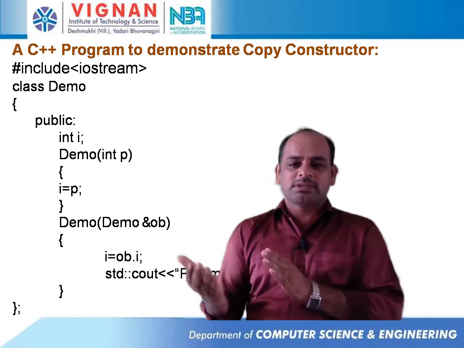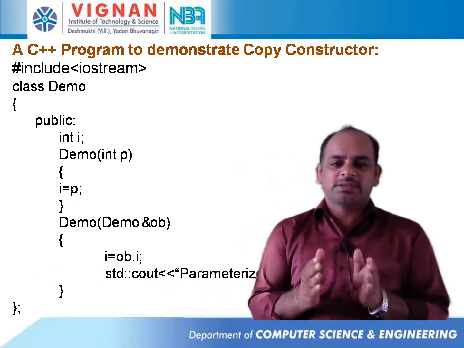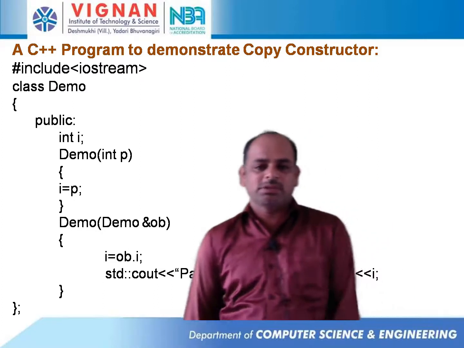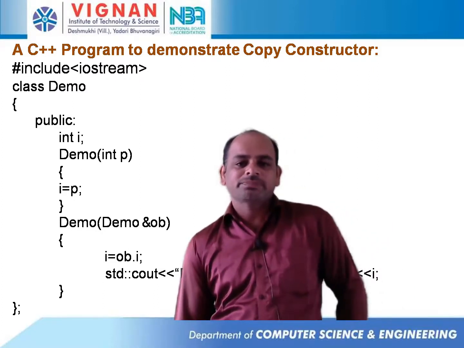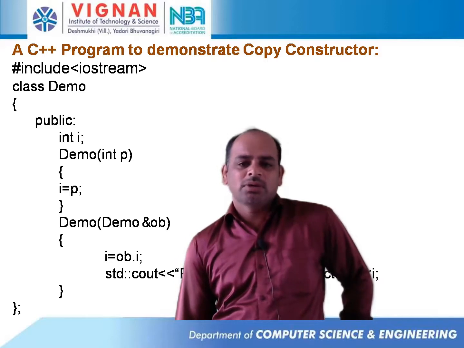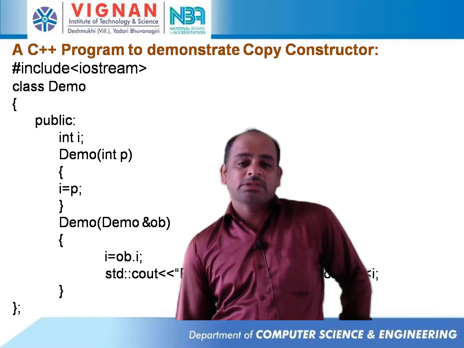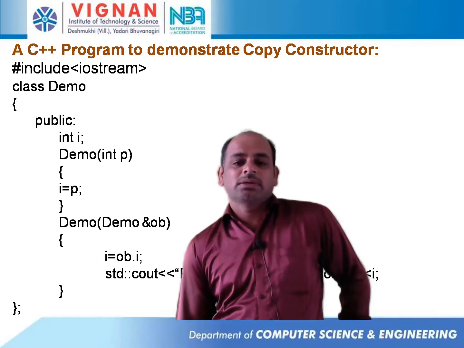So otherwise, you can say one object can be initialized with the object of another object, with the data of the other object. You can see in this class Demo, the public member Demo is a parameterized constructor with a single parameter, which is used for initialization of member i equal to p. And this is the copy constructor, the definition of Demo.